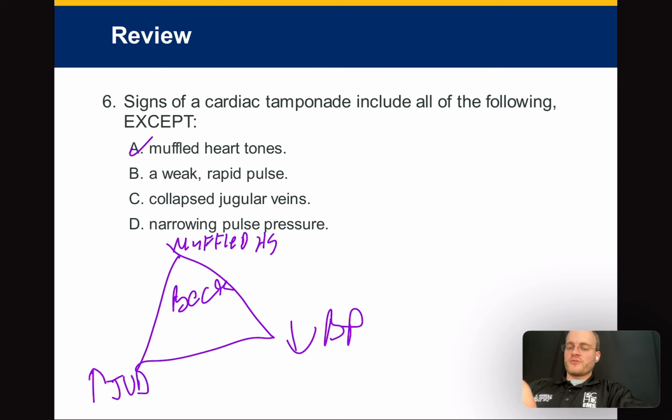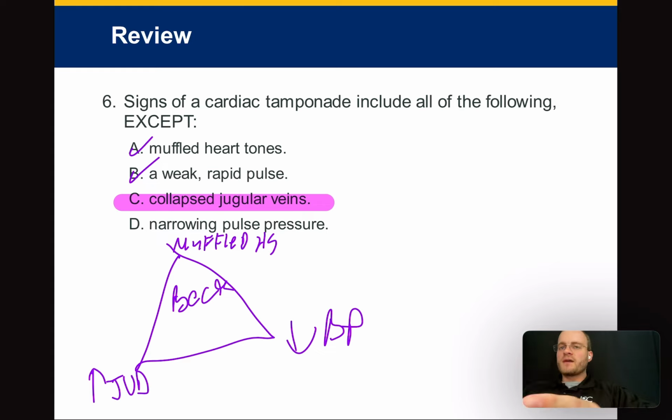So it does have muffled heart sounds. They will have a rapid weak pulse. They will have engorged jugular veins, not collapsed veins, okay? And narrowing of the pulse pressure is true as well. And so I'll explain this real quick because the slides didn't explain it, because you could see this on an exam. So pay attention.